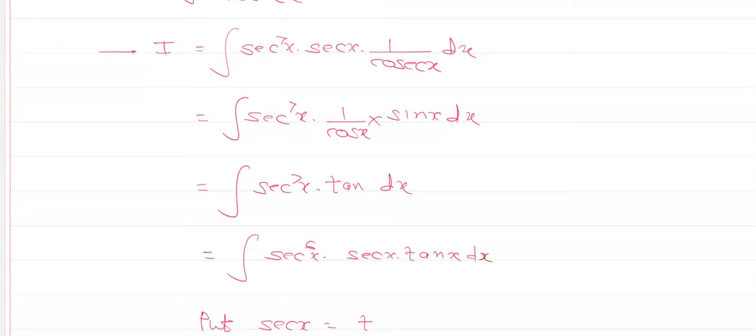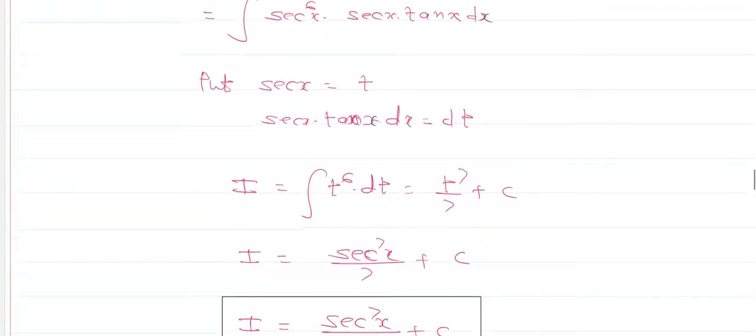Now one more thing is that sec x raised to 7 again can be written as sec x raised to 6 into sec x into tan x. Here the function is present and its derivative is also present. What is the function? Sec x is present. What is its derivative? Sec x into tan x. But here is sec x raised to 6. Therefore we write sec x equal to t. Its derivative is sec x into tan x into dx equal to dt. So the value of sec x tan x dx is dt.